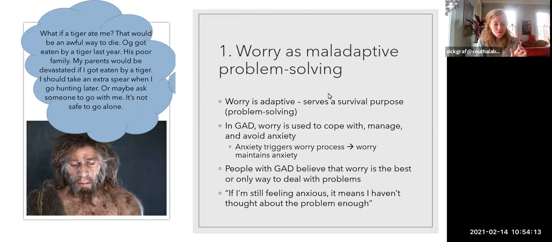And people who have this belief about worry would often articulate something like, if I'm still feeling anxious about something, it means that I haven't solved it yet. It means that I haven't thought about the problem enough. It means that I haven't thought about it from all angles. It means that I haven't projected every possible outcome. And if I can just do that, I won't feel anxious anymore. Worry is a way to cope with and get rid of anxiety.